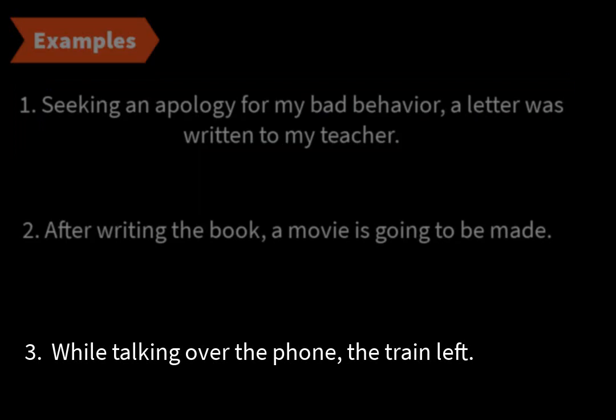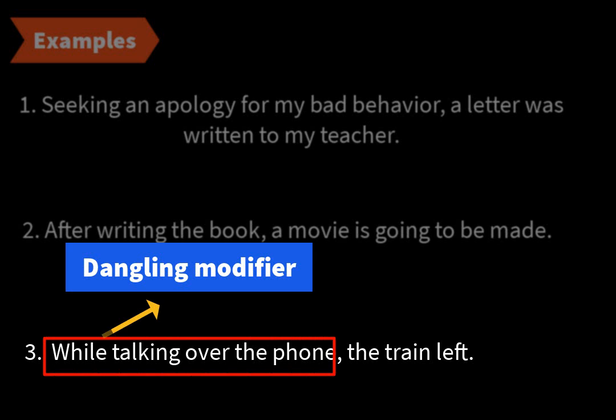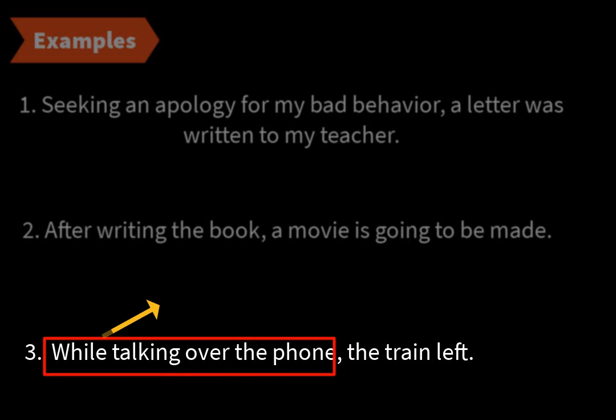While talking over the phone, the train left. Now guys, again, by now you must have figured out what is the modifier here. While talking over the phone is our modifying phrase, a present participle phrase working as a modifier. Now just after this modifying phrase comes the word the train. Now again, you guys think, can a train talk over the phone? Can a train simply talk? That is not possible. A train is not the one who can talk.